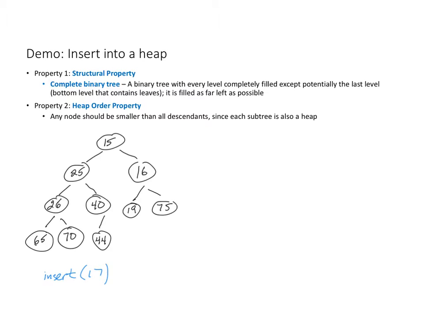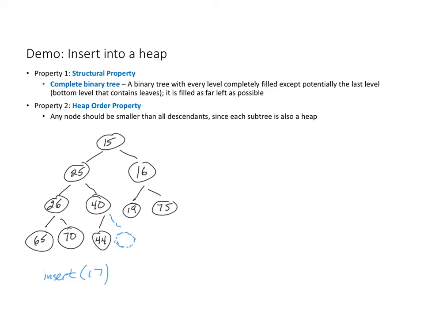We will always maintain the structural property first. So when we're going to insert 17, we'll have a placeholder, if you will, to keep our structural property, our tree, complete. Okay, once we have 17 in here, we'll have a placeholder for 17. We're not actually going to insert it. We'll find its real home momentarily, but we need to keep the property of having a complete binary tree. So let's say this is a placeholder for our node 17.